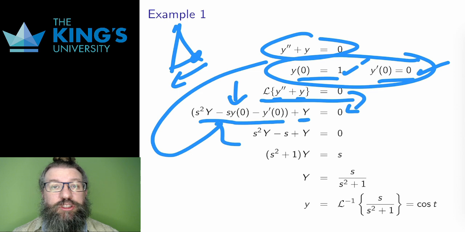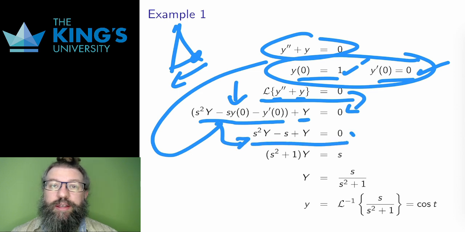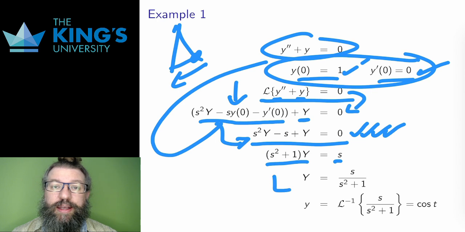This is now an algebraic equation. This is the whole point. A differential equation has become an algebraic equation. I take the minus s over to the right to become positive s. I factor the s squared plus 1 out of the Y. I divide by the s squared plus 1, and I get this expression.